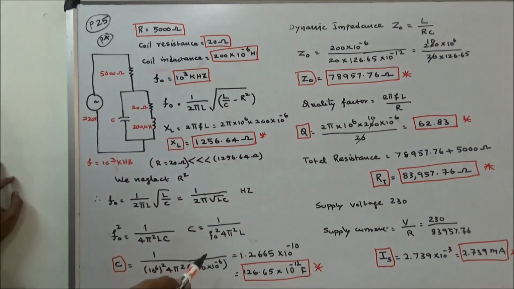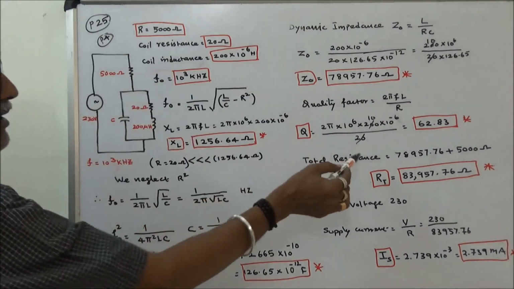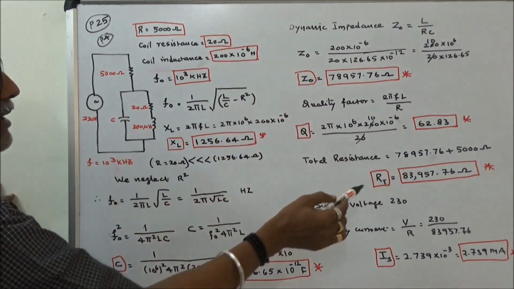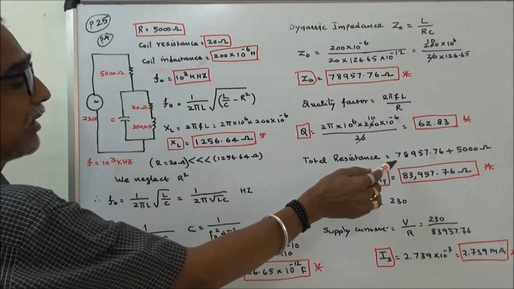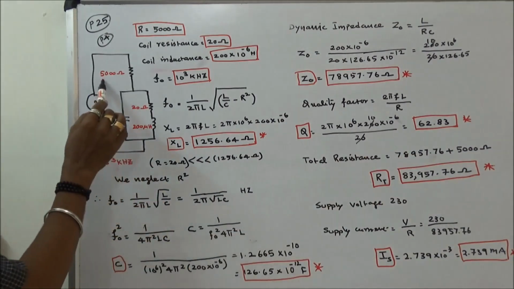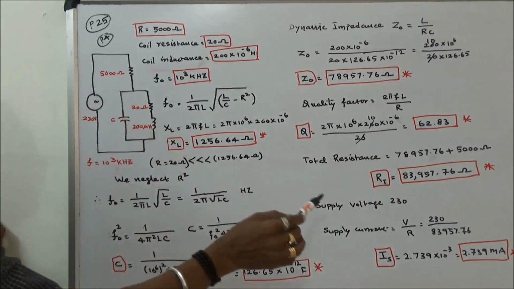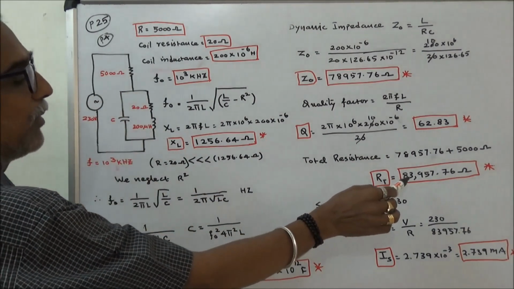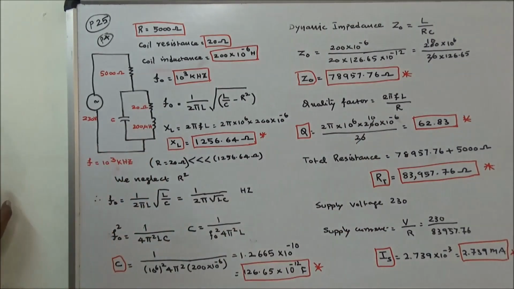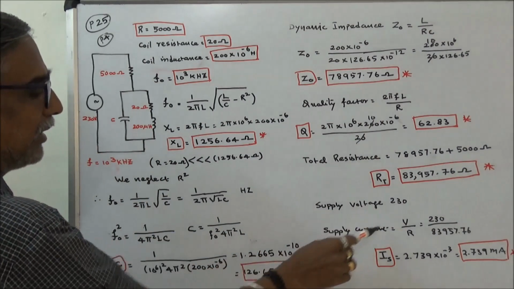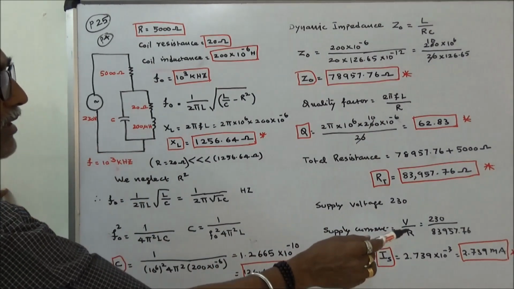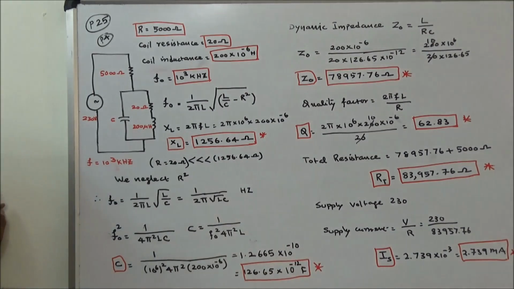We have to find the supply current. First we calculate the total resistance in the circuit. The dynamic impedance is 78,957.76 ohms. This resistance is 5000 ohms, so the total is 83,957.76 ohms. That is the total resistance in the circuit. The supply voltage is 230, and supply current is equal to V by R. Supply current is 2.739 milliamps.